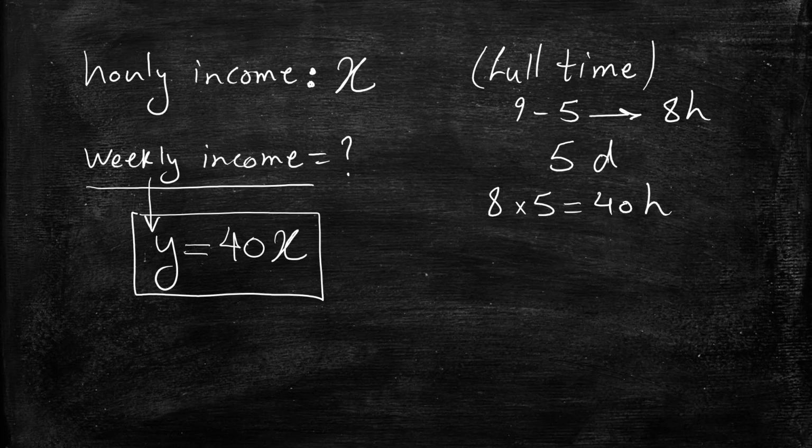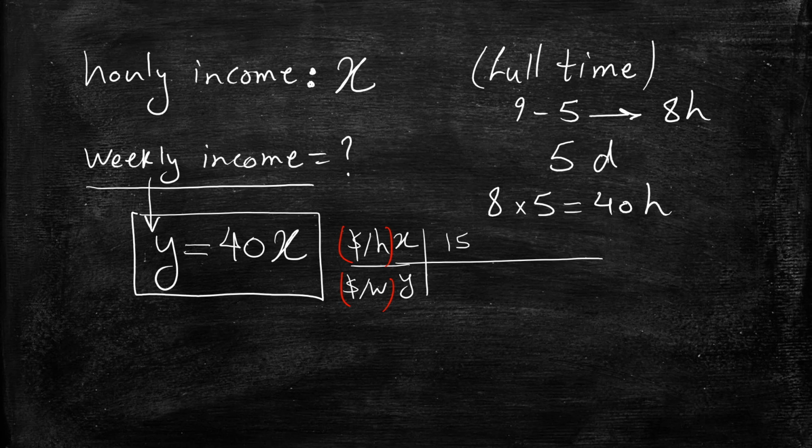You can even make a table for yourself. The first row is X, your hourly income, in parentheses, dollars per hour. The second row is your weekly income, dollars per week. Just to know, if you get paid, for example, $15 per hour, X is 15.